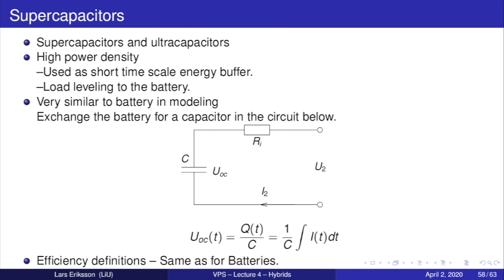They are very similar to batteries in terms of modeling, and in the circuitry you exchange the ideal voltage source for a capacitor, and you can then work with the open circuit voltage, which will depend on the integrated current. Concerning efficiency of capacitors, they are the same as for batteries. It's problematic because the efficiency will depend on the cycle over which we're using it.